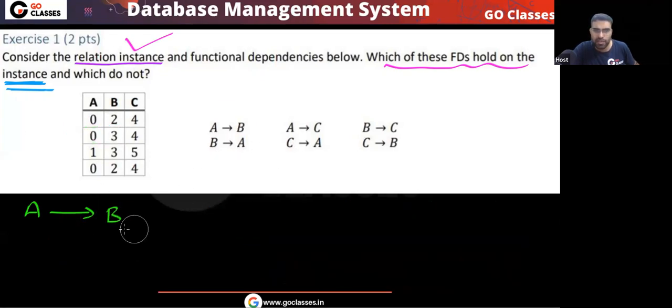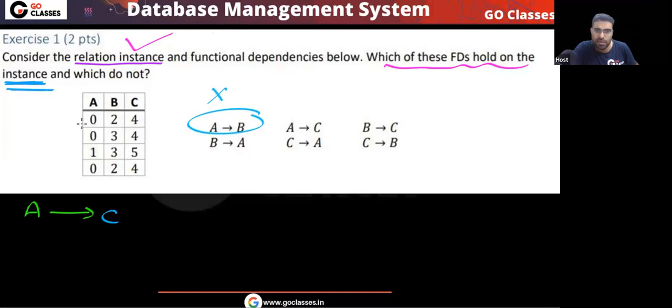What about A determining C? Please tell me. A determining B does not hold. What about A determining C? If I give you the value of A, can you tell me the value of C?